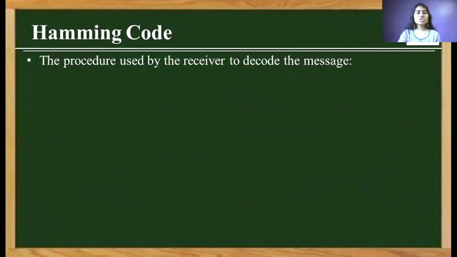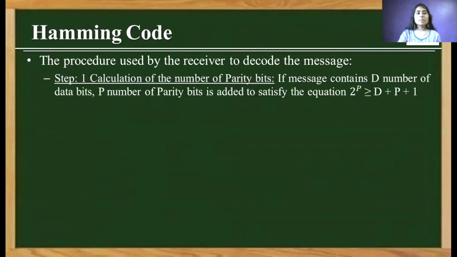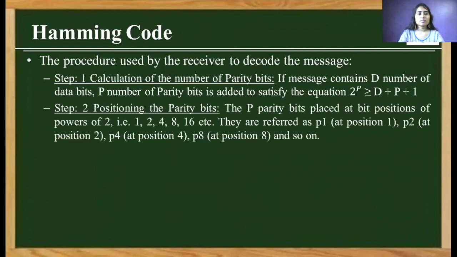The procedure used by the receiver to decode the message. Step number 1, calculation of the number of bits. That means here we also need to check how many redundant bits are added in the message. So here again, using the equation 2 raised to p greater than or equal to d plus p plus 1, we can calculate the number of parity bits.